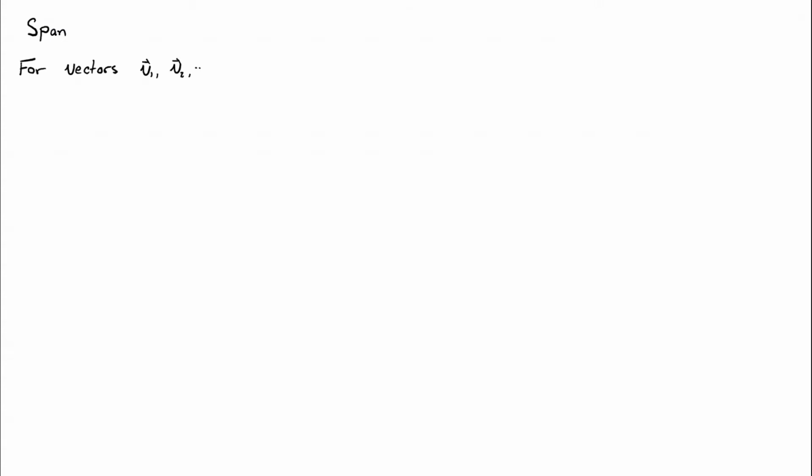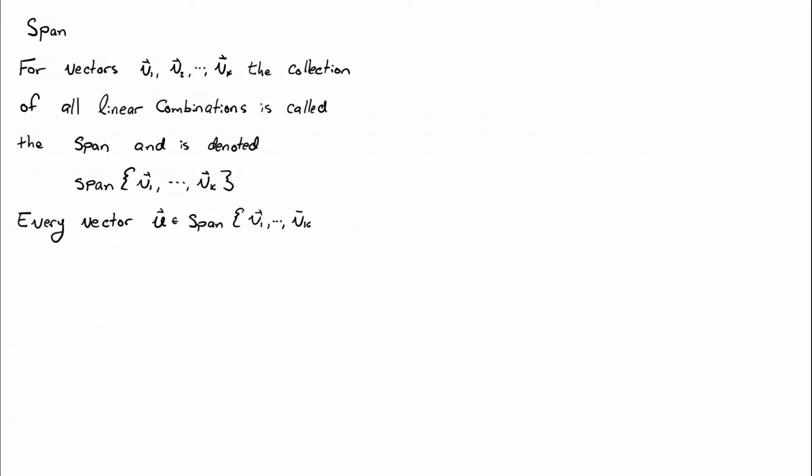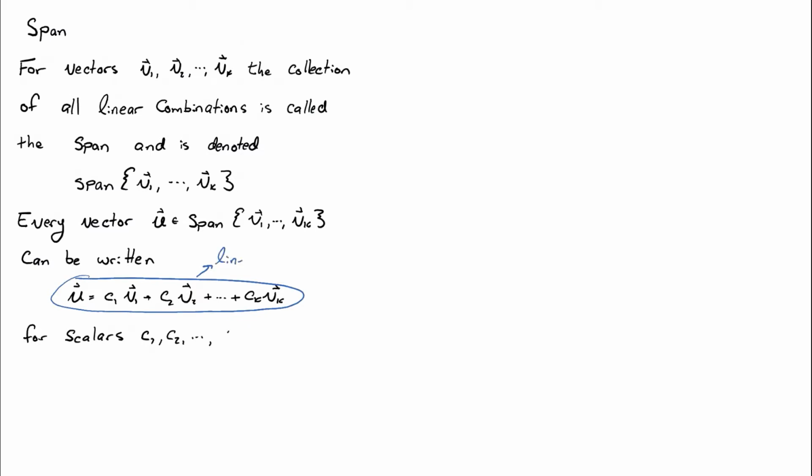A span of vectors is the collection of all linear combinations of the vectors. We denote this as span v1, v2 up to vk. What this means is any vector u in the span can be written as u equals c1 v1 plus c2 v2 plus ... plus ck vk for some scalars c1 up to ck.